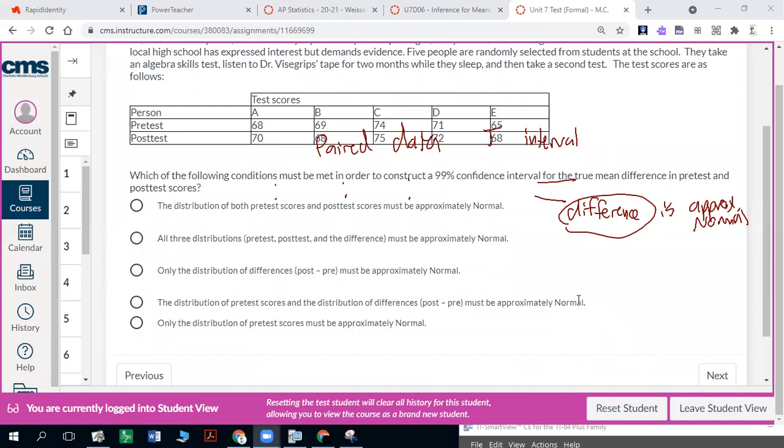So the distribution of both pretest scores and post-test scores must be approximately normal. We don't want both, right? That's not, we don't need that. We don't need all 3. We don't need pretest, post-test, and the difference. We just need the difference. So only the distribution of the differences is approximately normal. The distribution of pretest scores and the distribution of the differences. Nope. Just the differences. And only the distribution of pretest scores. No, we need the differences. So only that when you're doing a paired t interval or test. That's the only condition for the normality.